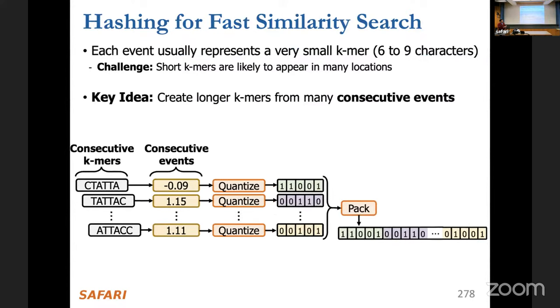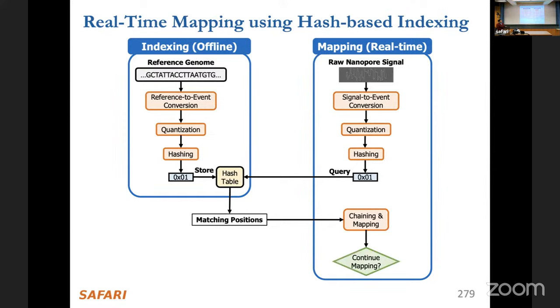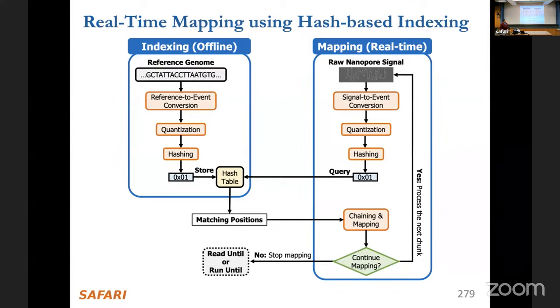And once you generate the hash value, the rest is basically the same. The same steps that we perform in read mapping, with a single change. But here, while we're getting the signal, we continuously perform mapping, and we continuously make decisions on whether we want to keep sequencing or stop the sequencing, based on the analysis that we've done so far.